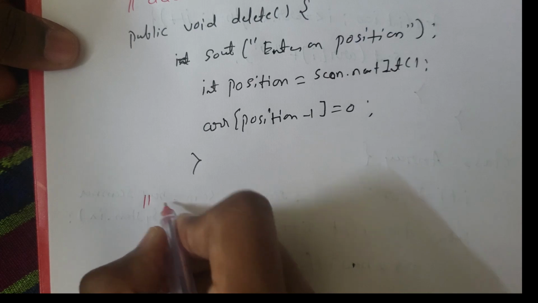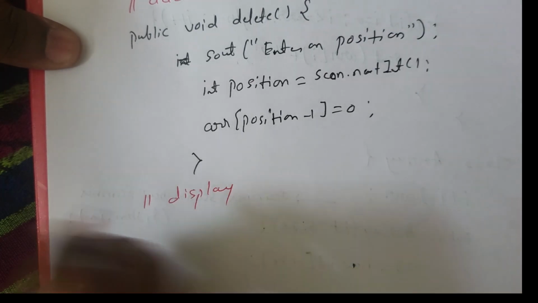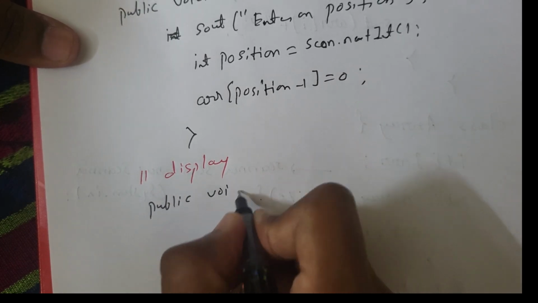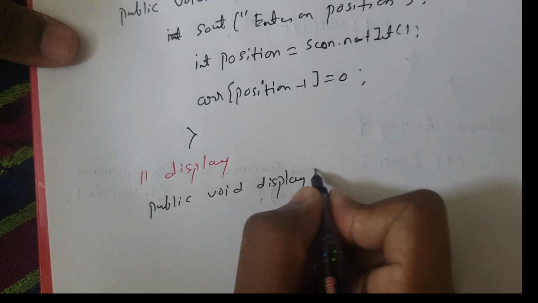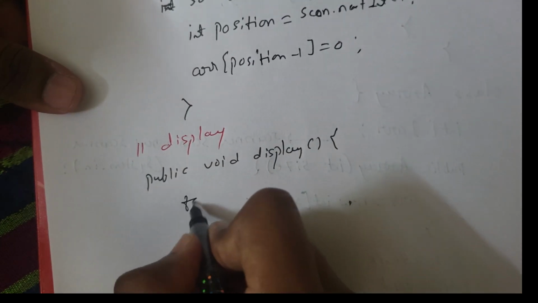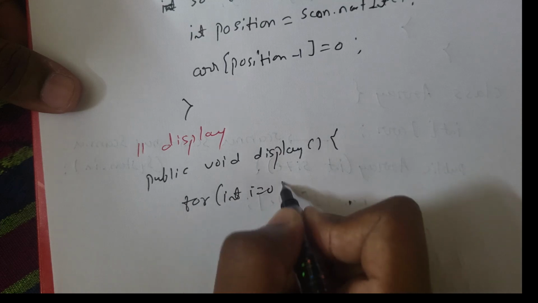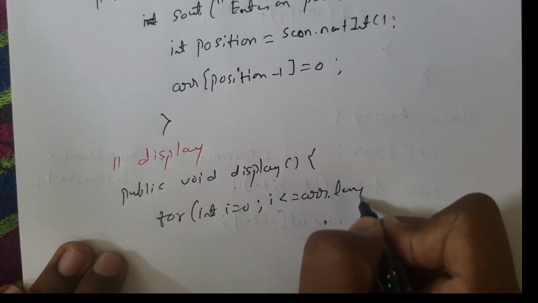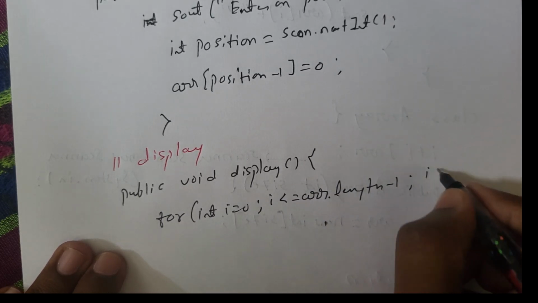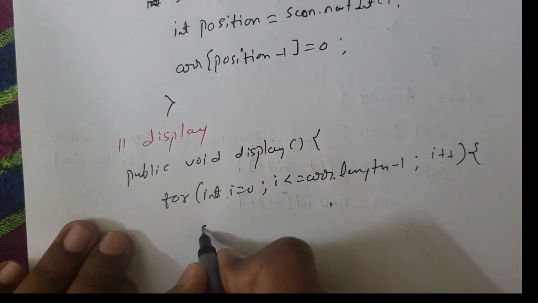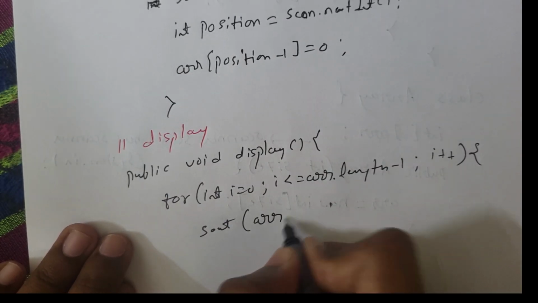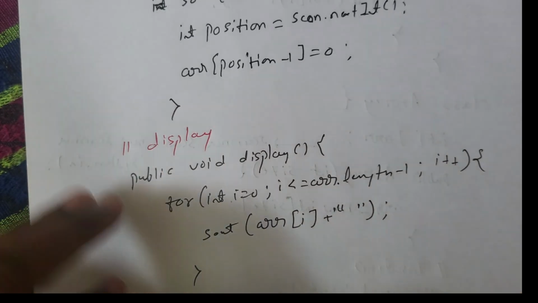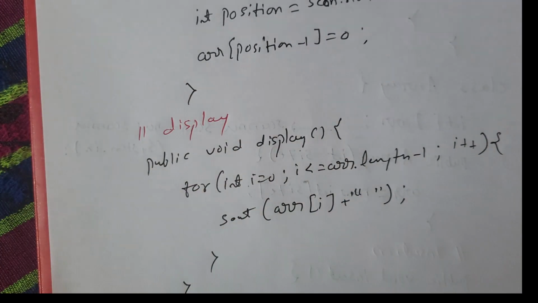Finally, write the display logic here. Public void display, we'll use a for loop. For i starting from 0, till i less than array dot length minus 1, i plus plus, simply we'll print that array element, array of i, we'll give some space, we'll close. That's it about the class.